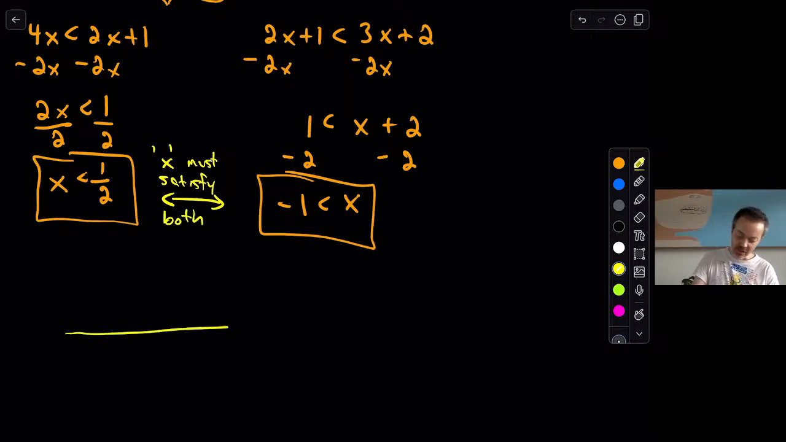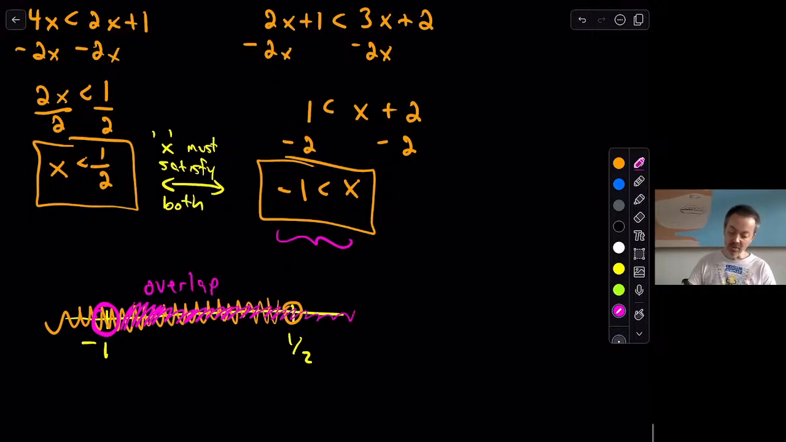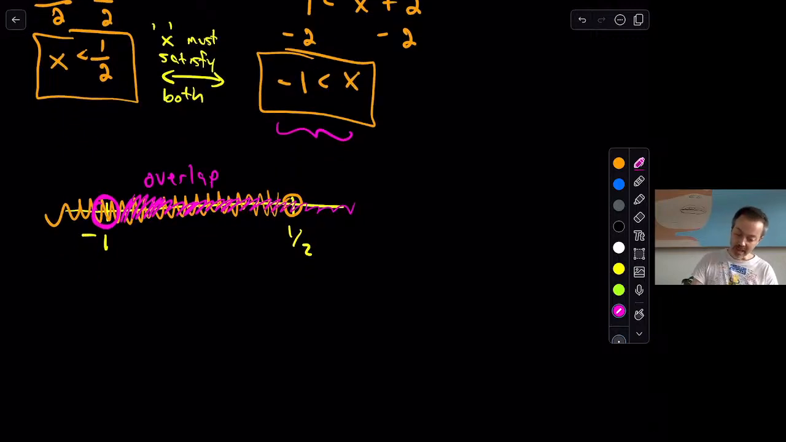And again, this is where I like to use a number line. So there's 1/2. There's -1. For the first one, it says x has to be less than 1/2, which would be everything to the left of that. And then if we look at everything where x is greater than -1, I would have an open circle, and I would shade to the right. But if you look at the overlap, the overlap is going to be right there in the middle. That's going to be the solution. So we would say it's got to be larger than -1 and up to 1/2. That would be my notation.